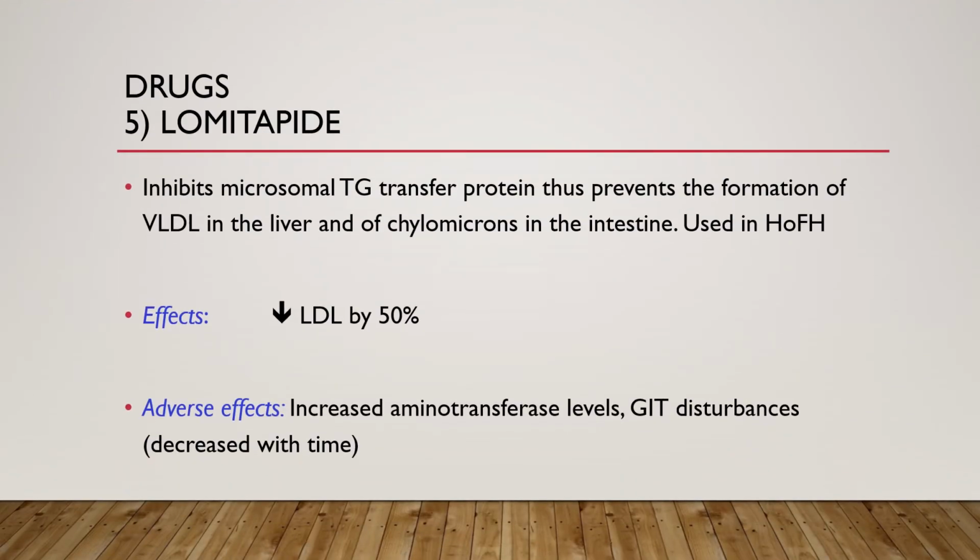Another drug that is used is lomitapide, which inhibits the microsomal triglyceride transfer protein, thus preventing the formation of very low density lipoproteins in the liver and of chylomicrons in the intestine. It's mainly used in homozygous familial hypercholesterolemia.